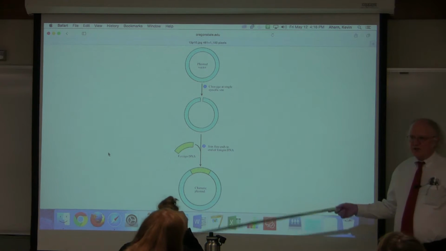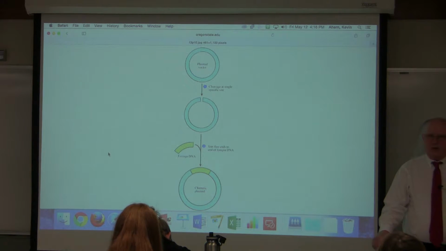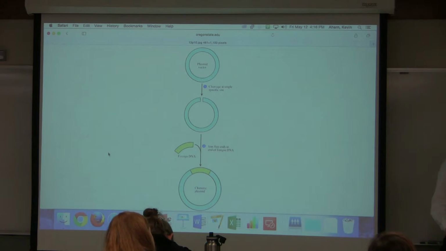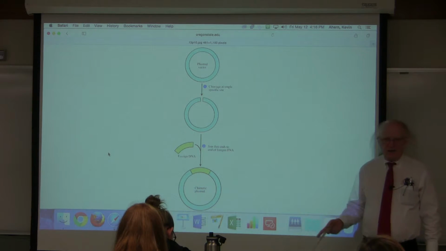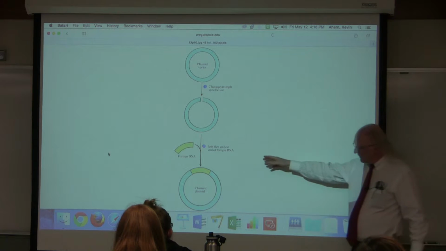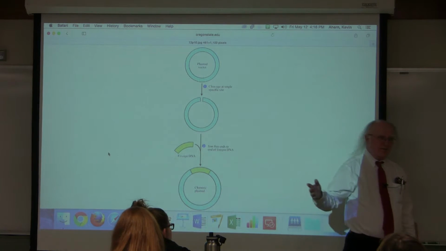You say, well, so what? Well, the so what is I've got 99,999 cells I don't want, and 1 cell that has what I do want. If I don't have a way of selecting that, then I play the lottery in whether I get it or not, right? But if I have a gene in here that gives resistance to an antibiotic, then any cells that get this plasmid, or this recombinant DNA, will have resistance to that antibiotic.